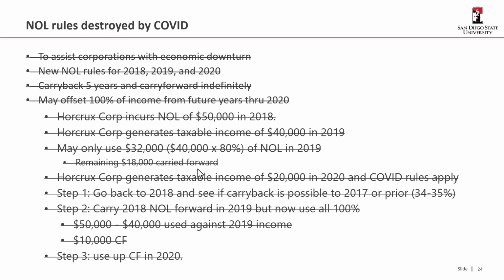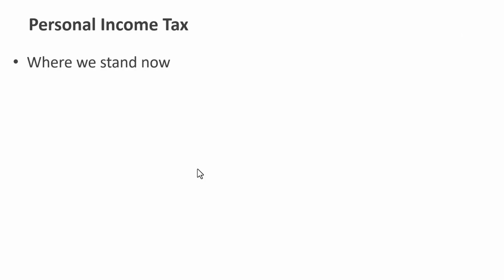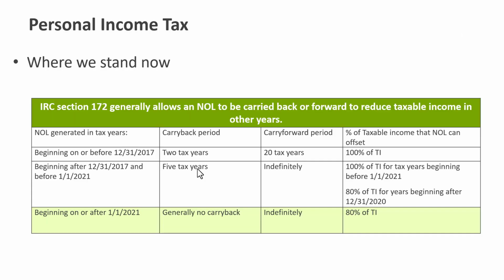However, then COVID hit. And we're not going to go through the COVID rules because they're largely all expired now. Instead, it's probably most important to just see where we stand now. What you have to realize is that the NOL rule that applies is the rule that applied when the NOL was generated. So if for some reason a company had 2017 and prior NOLs, those are still 2-year carryback, 20-year forward NOLs, and you can offset 100% of the taxable income with those.